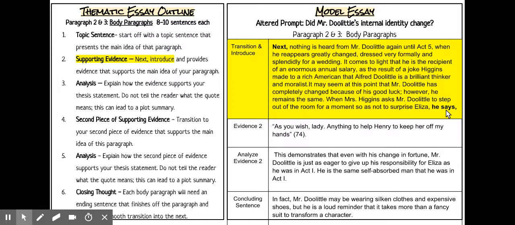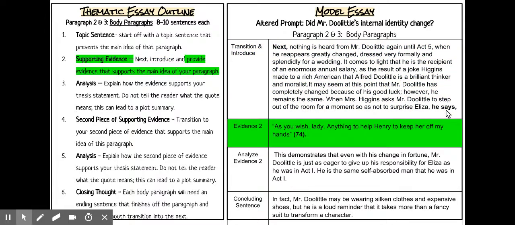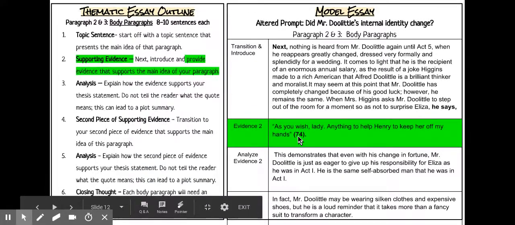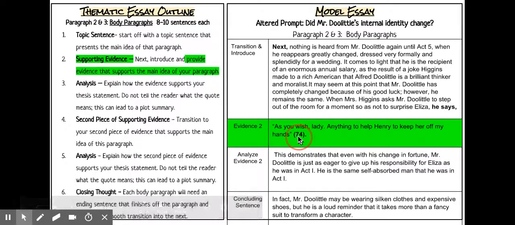After you introduce the evidence, now it's time to copy the evidence. Make sure that the evidence is strong and it truly supports your claim. Make sure it is directly from the text, word for word. Make sure it's in quotation marks with a proper citation. Pause the video now and make sure that you have direct from the text, quotation marks, and citation at the end.